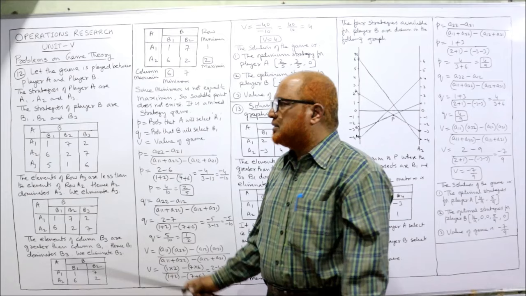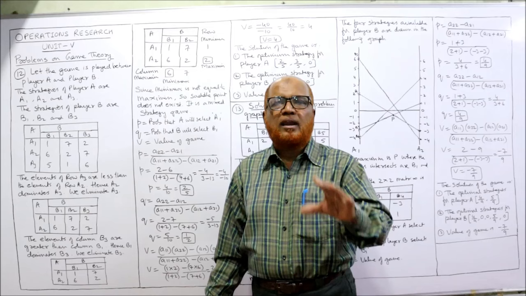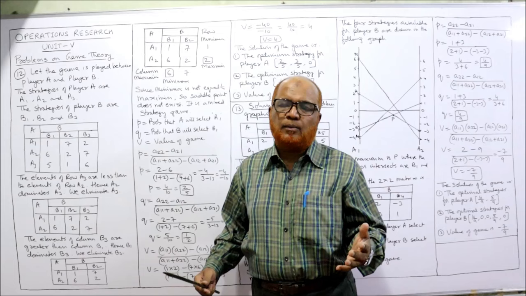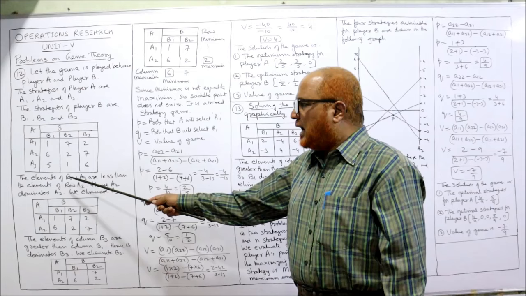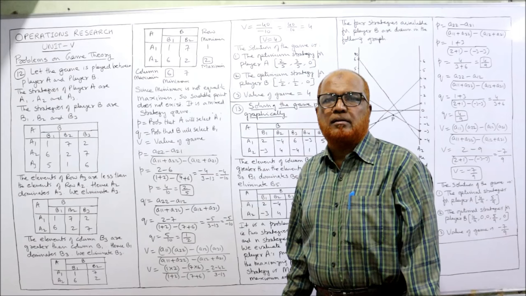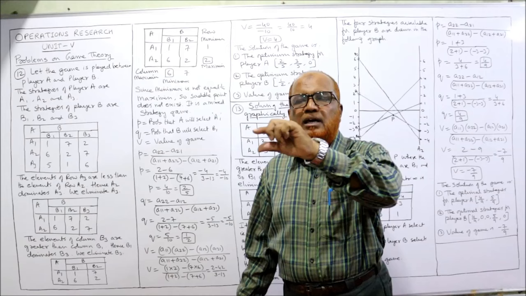First of all, before solving the problem, we reduce the matrix to 2x2 form. Then easily we can find out whether a saddle point exists or not, and whether to apply pure or mixed strategy. Here, consider the elements of row A3. In rows, we always assume the maximizing player. He will keep the maximum row and eliminate the minimum row.